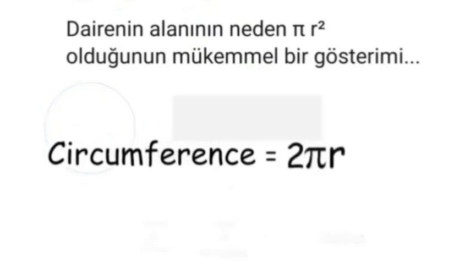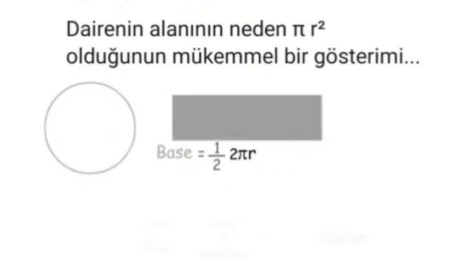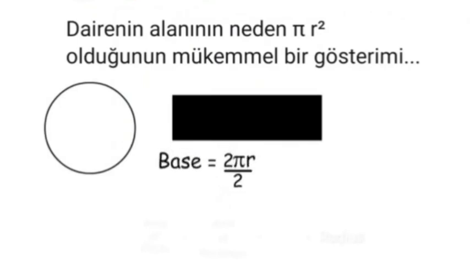Remember that the circumference is equal to 2 pi r. When we combine it with 1/2, the 2's cancel out, and base is equal to pi r. So now base times height becomes pi r times r. Combine the r's together and we have pi r squared.